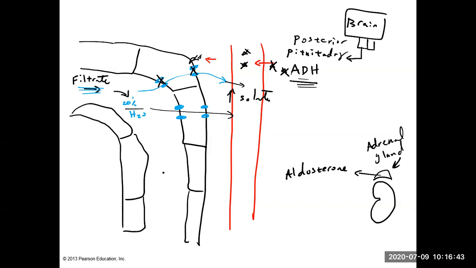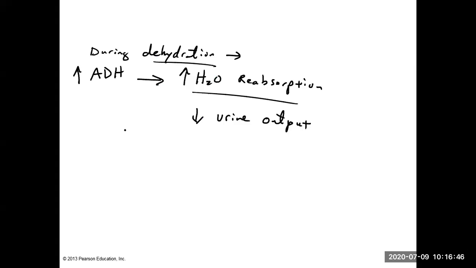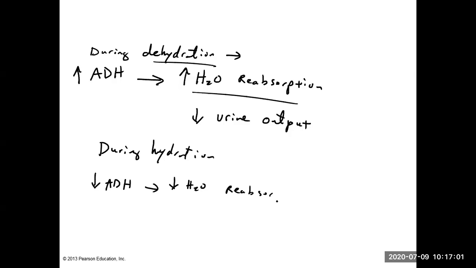So what happens then during hydration? The opposite happens. During hydration, you have lower ADH, therefore you have less water reabsorption. And as a result of that, you will have a higher urine output. And you know that already. If you keep drinking water, you need to use the restroom more often, okay? Because your urine output is getting higher, and the ADH is lower.